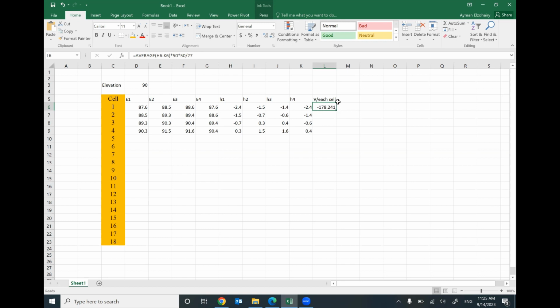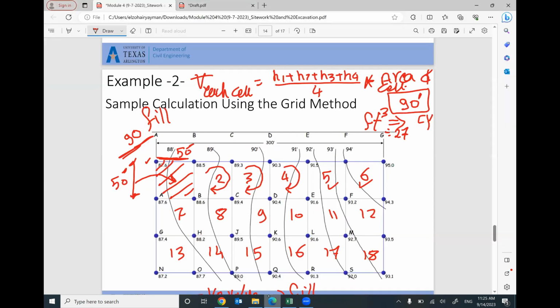Anybody can tell me this amount is bank cubic yards. This number, 178.2, will be adding soil, filling, or removing soil, cutting. What do you think? You need to fill soil. Go back.